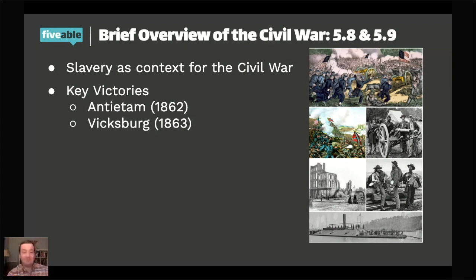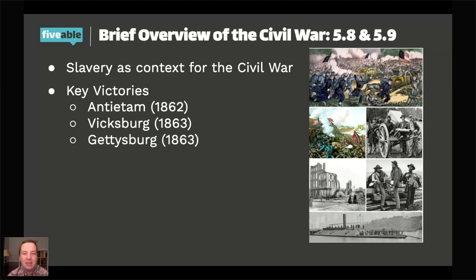Also, Vicksburg. Vicksburg in 1863. This is going to happen a year later. We still are fighting the war, and Vicksburg is when Ulysses S. Grant manages to capture Vicksburg, the last Confederate stronghold on the Mississippi. It cuts the Confederacy in two. It gives the Union control of the Mississippi, and it leads Lincoln to promote Ulysses S. Grant, who's probably the best general in the war, and that's kind of a big deal.